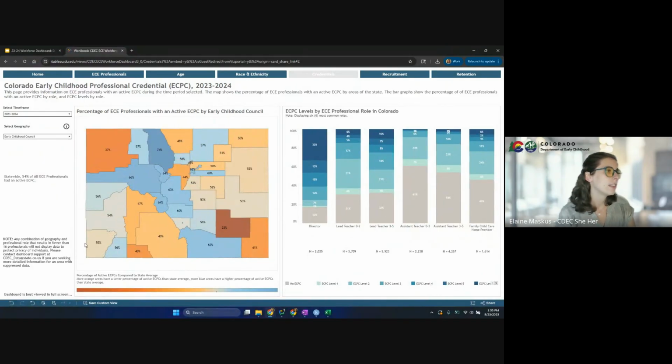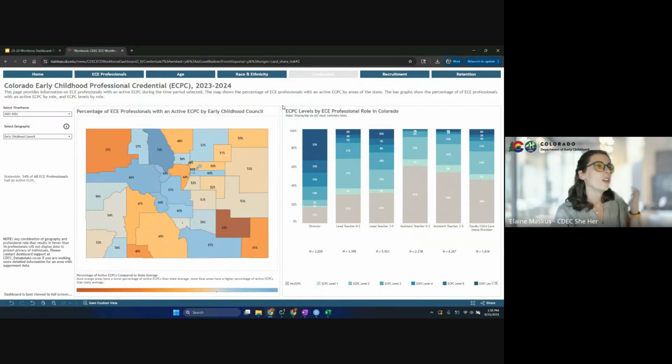And then this is split up again. So councils that had a higher rate of ECPCs are in blue, lower rate is in red. It's not necessarily a good or a bad thing. We just kind of wanted to have a comparison point.